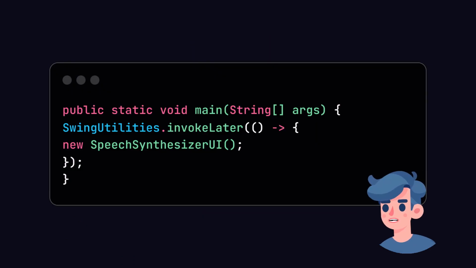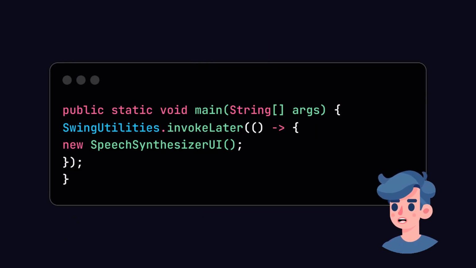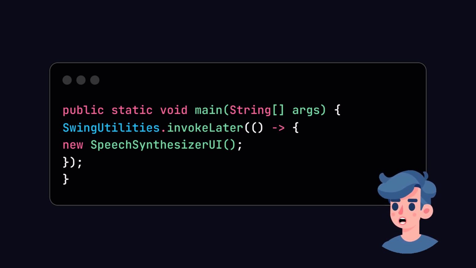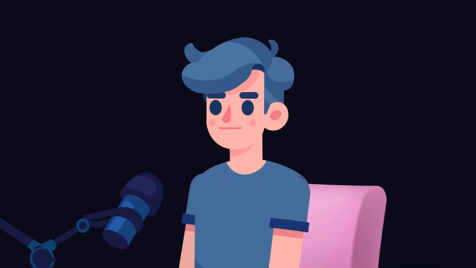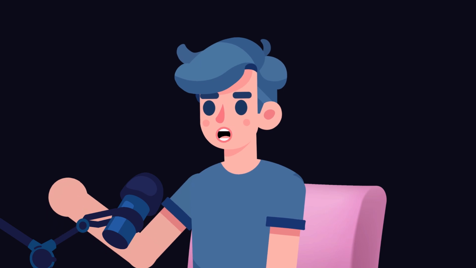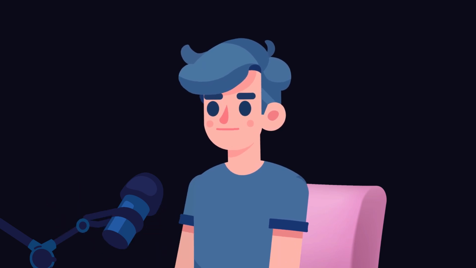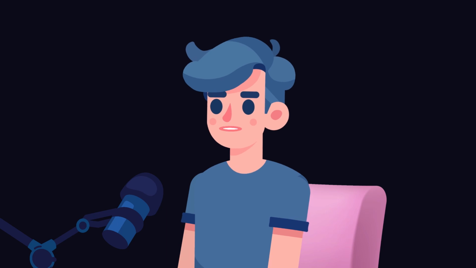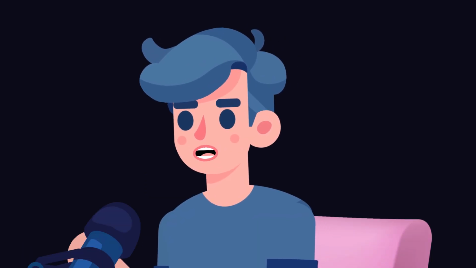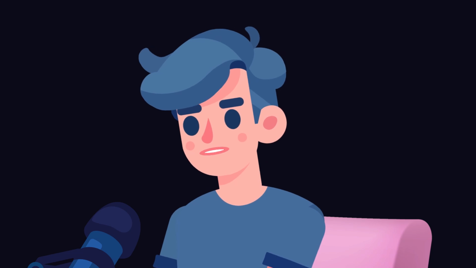Now that we have our GUI set up and our speech synthesizer class ready, let's tie everything together. Our main method will create an instance of the UI, allowing us to interact with our speech synthesis application. This piece of code makes sure our UI runs on the event dispatch thread, which is crucial for Swing applications to function correctly. Now, let's run our application. You should see a window pop up with a text area and a speak button. Type some text in the area and click the button. You should hear the text spoken aloud.